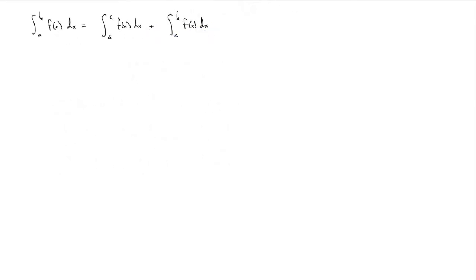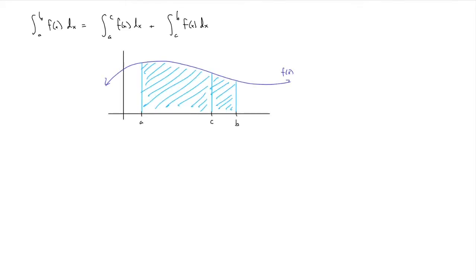Here's one that's a little bit more interesting, and I'll show you a picture in a second. It says that the integral from a to b of f of x dx is equal to the integral from a to c of f of x dx plus the integral from c to b of f of x dx. And the basic idea is this: there's really no reason not to split the area under the curve from a to b at some point in the middle c and just add it up as two areas. They add to the original area. So that's the basic idea.